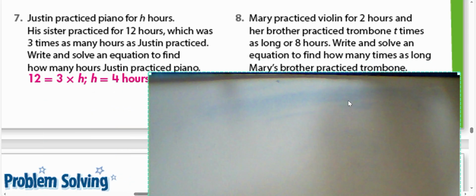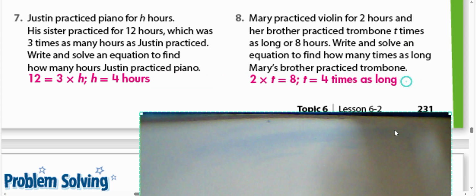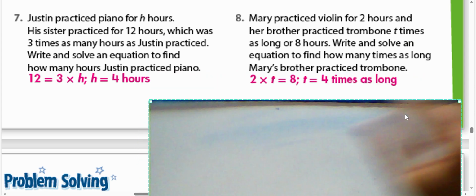Next question also. Mary practiced violin for 2 hours and her brother practiced trombone 3 times as long, or 8 hours. Write and solve an equation to find how many times as long Mary's brother practiced trombone. We can write the number here. Think. What is the number we can find the answer by this equation? Write this: 2 times what equals 8? 2 times 4 equals 8. Then t will be 4.